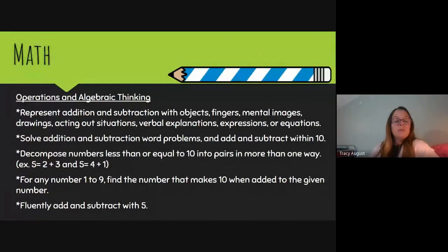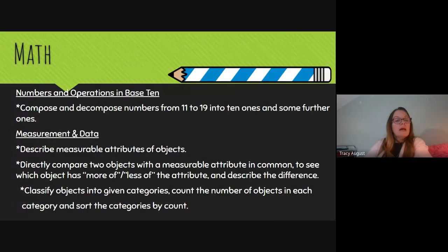And then we decompose numbers less than or equal to 10 into pairs in more than one way. So understanding that 5 could be 2 plus 3, or 5 could be 4 plus 1. And then they have to be able to find the number that makes 10 when they're given another number. So if we give them 9, they learn to say that they would need 1 more to make 10. And then at the end of the year, we move on to composing and decomposing numbers from 11 to 19. And we're really wanting them to understand that those teen numbers are a set of 10 plus some extra ones.